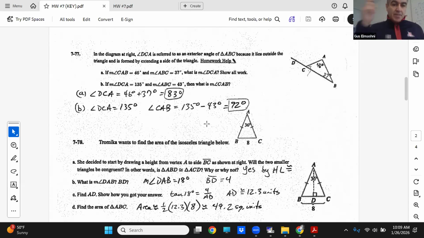For 777, just know your relationships here. So DCA is definitely going to add up to the other two angles, because DCA is supplementary to ACB, and ACB with the other two have to equal 180. So you can make that connection there. If DCA is 135, then you have 45 for ACB. And then you can work out the rest after that. And if you're trying to get CAB, ABC is a 43 as well.